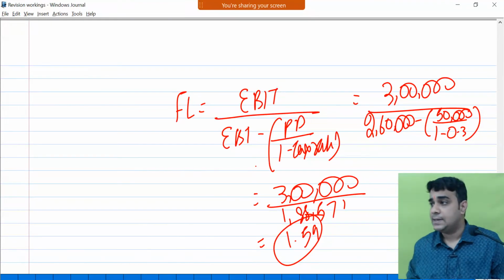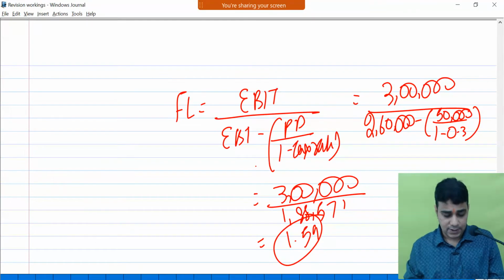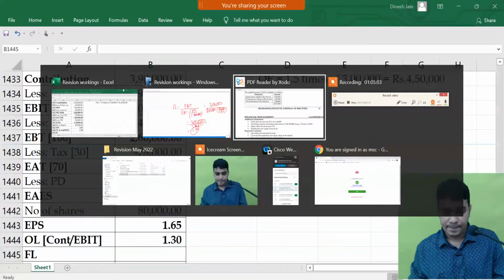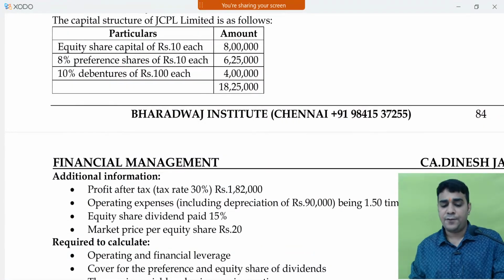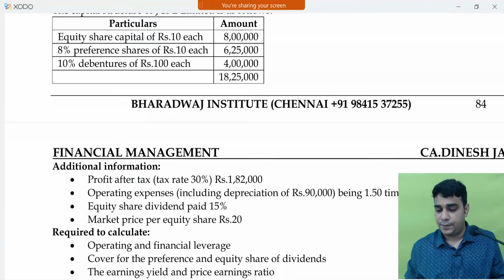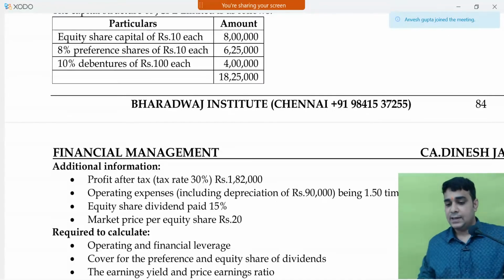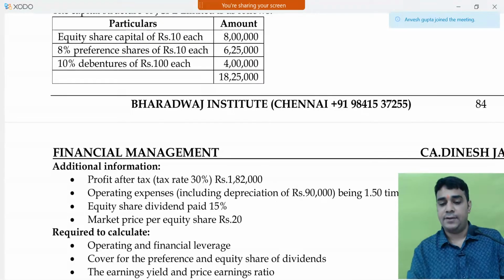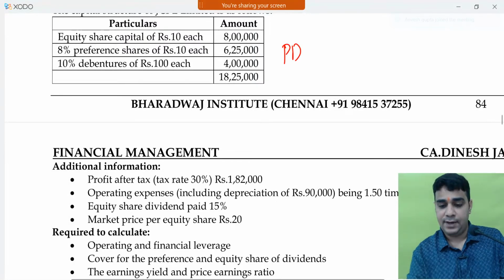This question has preference dividend. Other questions till now did not have preference dividend. Cover for the preference dividend, equity share dividend. Cover for the preference dividend is a coverage ratio. How do you calculate coverage ratios? Preference dividend coverage.